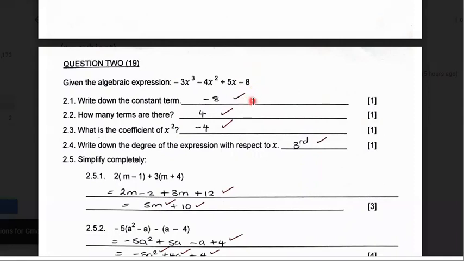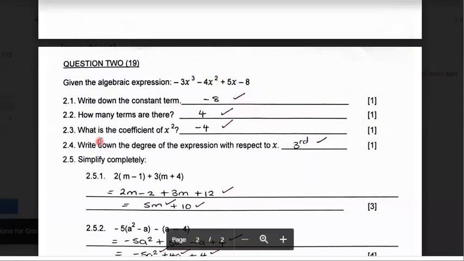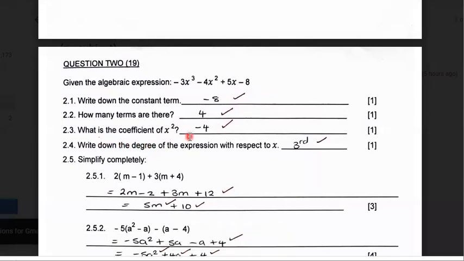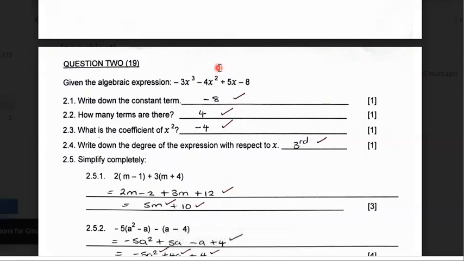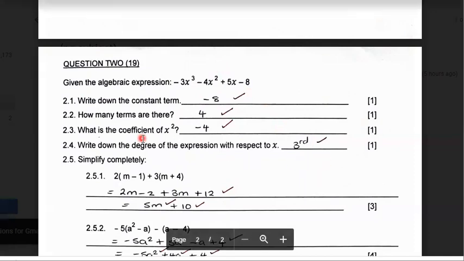2.1, want to know how many terms are there? So we got 1, 2, 3, 4 terms there. Question 2.3, what is the coefficient of x squared? So you're going to locate x squared. You have x squared here. Coefficient is the number in front of your variable. So you have negative 4. And don't forget your negative sign once again.